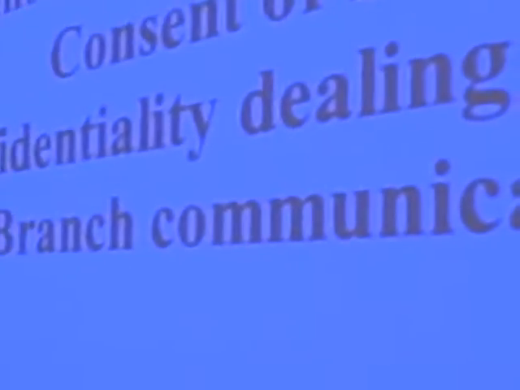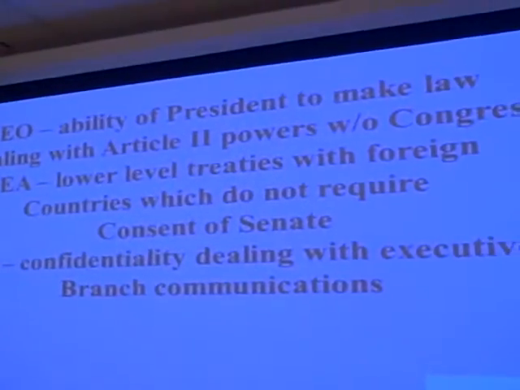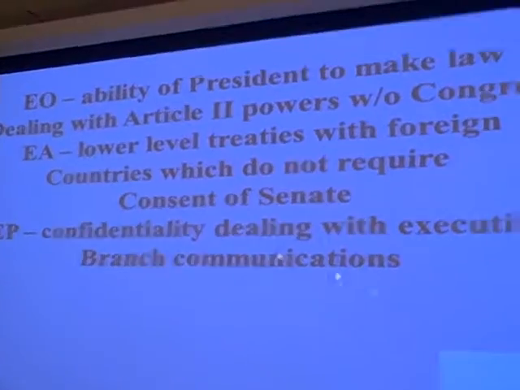Commander-in-Chief is part of what? Article 2. It is actually part of Article 2, dealing with Article 2 executive powers. Okay. An executive order is the ability of the president to make law dealing with Article 2 powers without Congress. Executive agreements are lower level treaties with foreign countries which do not require consent of the Senate. Executive privilege is confidentiality, dealing with executive branch communications.